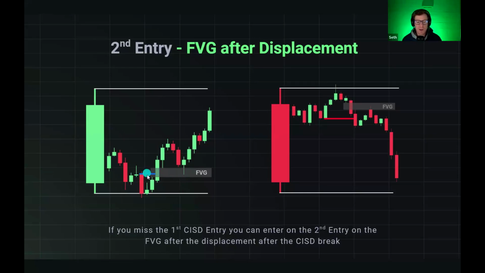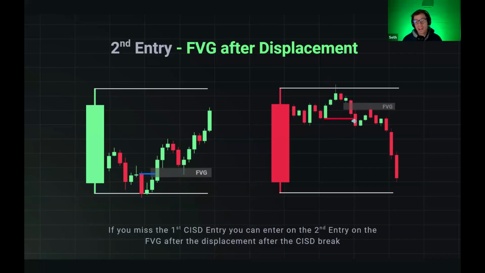So first entry is going to be on the break of the CISD. Second is going to be when price retraces to that fair value gap that was created when price broke the CISD. And that would be our second entry point. Here in a bearish example, you can see price reaches the key level. We get the failure to displace. CISD is formed, it breaks the CISD. When it's forming that manipulation down that breaks the CISD, it leaves behind a fair value gap. Price retraces into that fair value gap, and that becomes our second entry point.